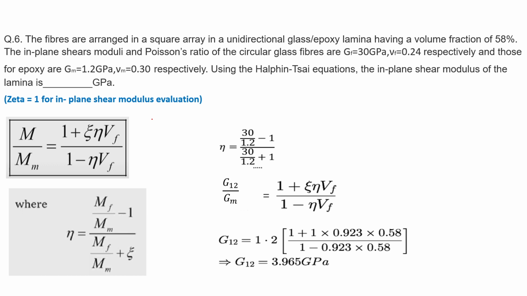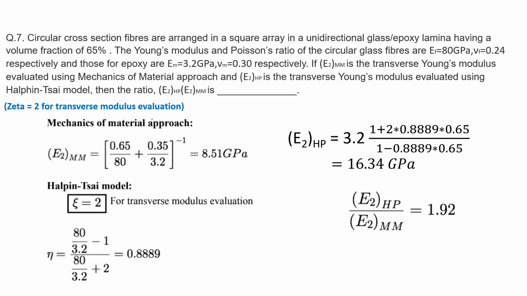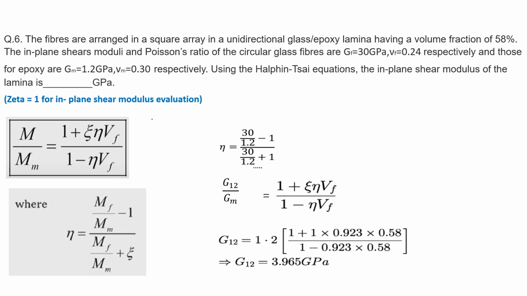But when we are talking about shear modulus evaluation, that time we have to take the zeta value as 1. And when we are talking about transverse modulus evaluation, that time we have to take the zeta value as 2. So while solving the questions, make sure to see what is asked in the question, either they are talking about the shear modulus or the transverse modulus. Whenever we are talking about shear modulus, we take zeta equal to 1, and for transverse modulus, zeta equal to 2. So here the equation is already given. We have to find the in-plane shear modulus.